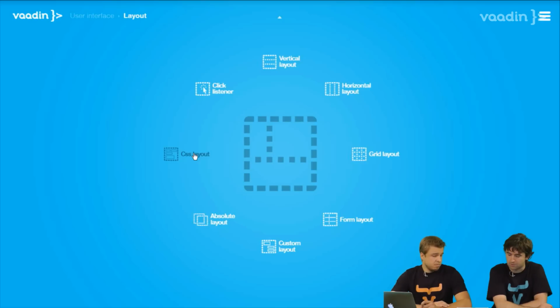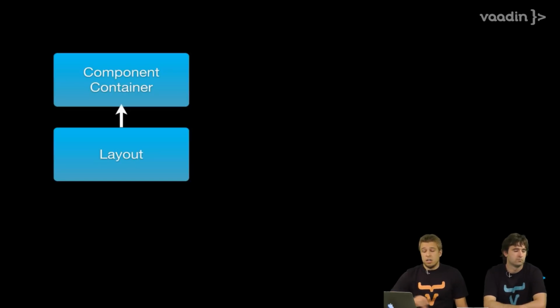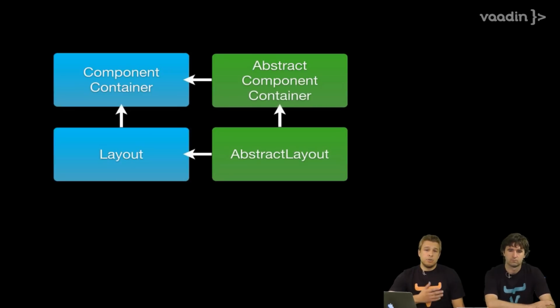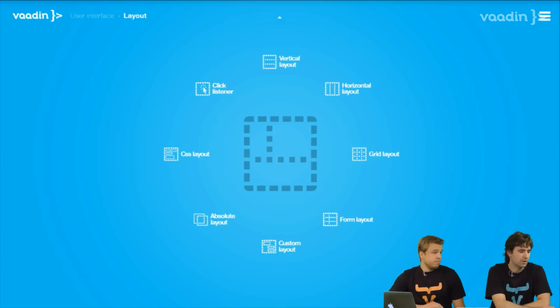So maybe we should start with the CSS layout. Yeah. So without going into too technical details of how things have been implemented with Vaadin, it starts from the component container and layout interfaces, but quite soon after that we reach the abstract component container and abstract layout classes, which define all the basic functionality that is then extended by all the traditional Vaadin layouts. And out of these, the CSS layout is the first and the most simple one to extend the abstract layout. Yes, let's take a look at that.